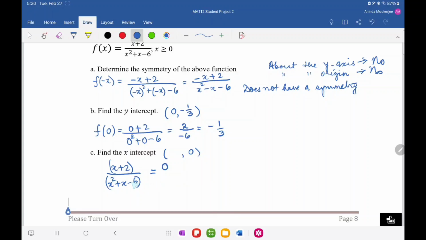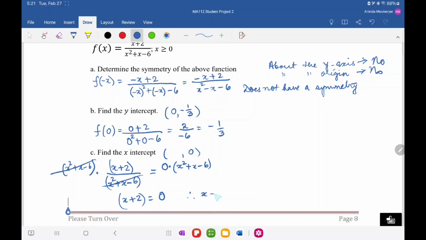So first we have to get rid of this x squared plus x minus 6. We have to remove the denominator and make it an equation without a denominator, right? So to get rid of the x squared plus x minus 6, we multiply both sides by x squared plus x minus 6. So they divide on the left hand side. We have to do the same thing on the other side, which is an x squared plus x minus 6 multiplied by 0 is a 0. So what are we left with? X plus 2 equal to 0. Therefore, now solve for x.